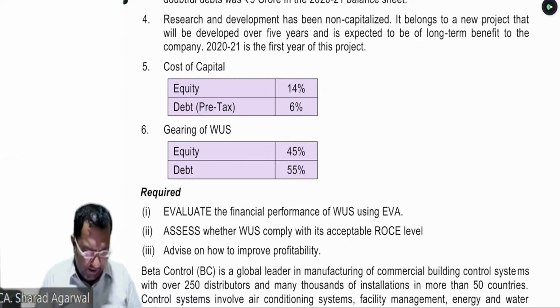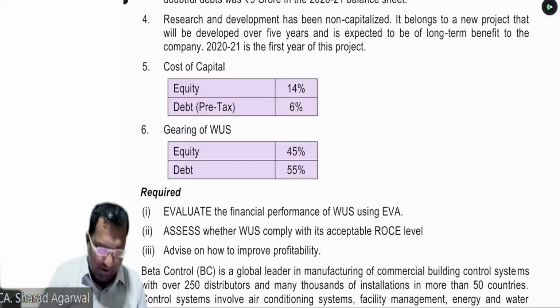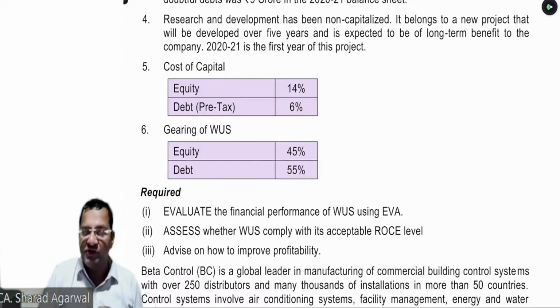That will be required in point number 2, not in point number 1, because economic value added is to be computed not for a business but for a company as a whole.